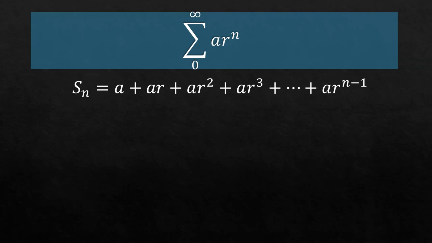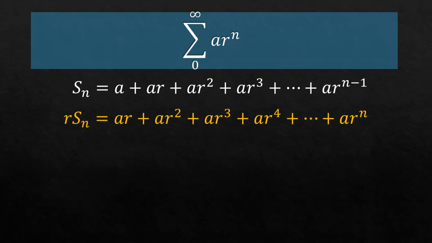All right, so what I'm going to do is, since this is an equation, I can multiply both sides by some number. And I think I'm just going to multiply both sides by r, the ratio r. So r multiplied by Sn is going to look just like Sn, except we are going to start at a times r, and we are going to end with a times r to the nth power.